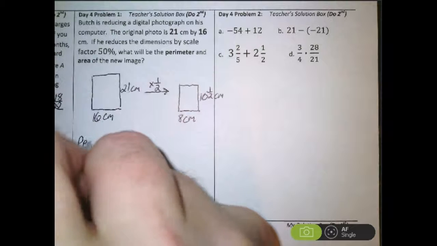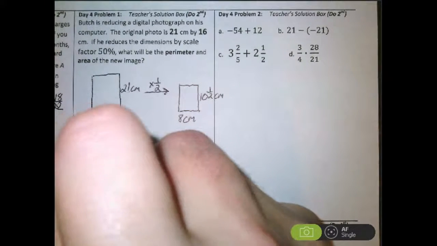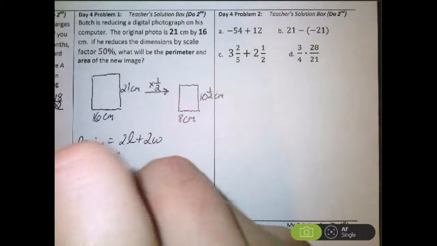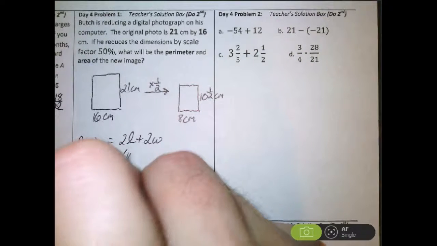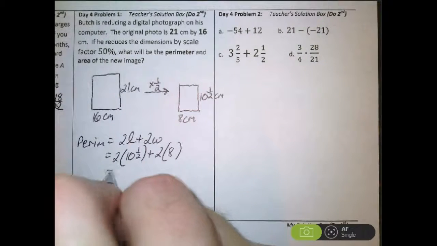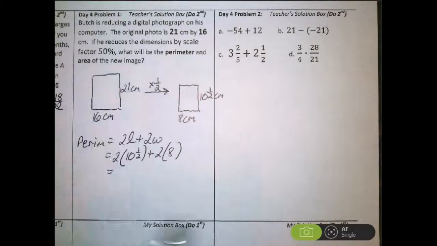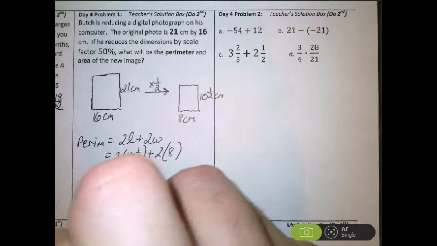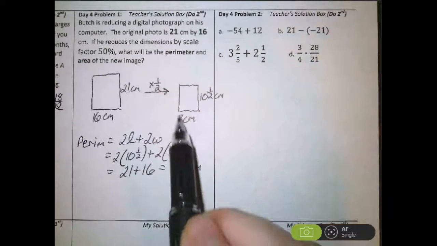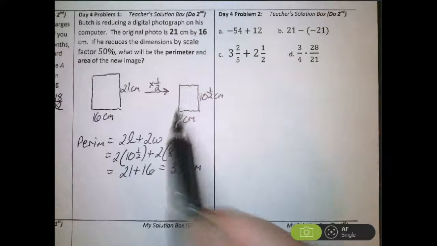So let's find perimeter first. To find the perimeter of a rectangle, the formula is twice the length plus twice the width. And so 2 times 10.5 plus 2 times 8. Well, 2 times 10.5, remember that was 21, and 2 times 8, that was 16. So 21 plus 16 is 37 centimeters. It is 37 centimeters around the outside of this photograph.